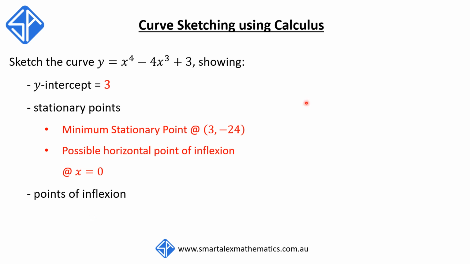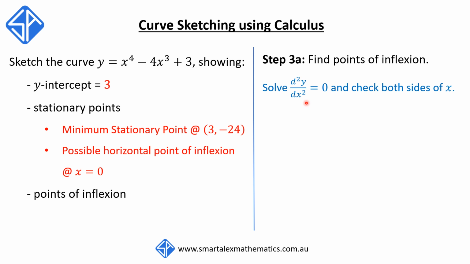In order to find the points of inflection, we start off using the fact that d squared y on dx squared equal to 0 gives us a possible point of inflection. So we're going to solve for this, and then we need to check on both sides of x to see if concavity changes. Starting off with the second derivative, d squared y on dx squared is equal to 12x squared minus 24x, we equate this to 0 and factorize in order to solve for x.